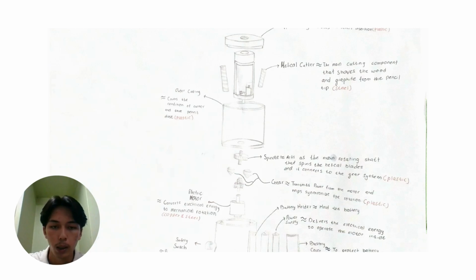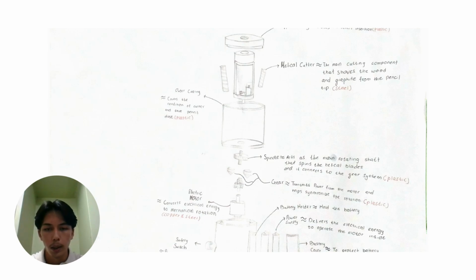And next is gear. So it transmits power from the motor and helps synchronize the rotation, and it connects with the electric motor and the spindle to make the rotation.